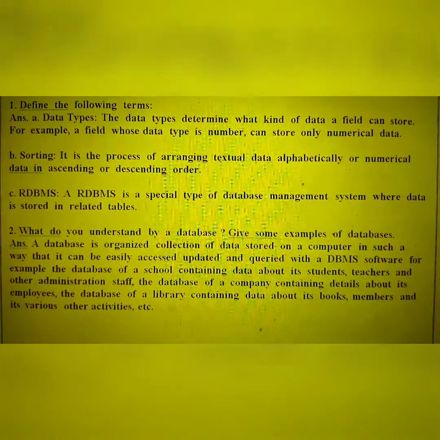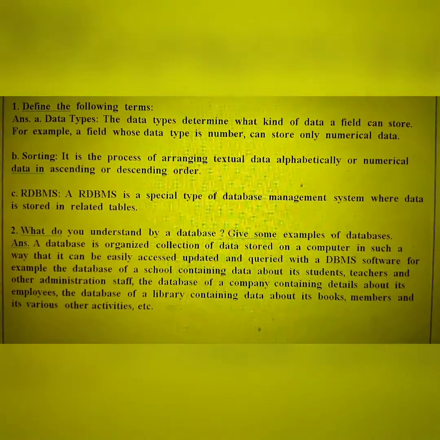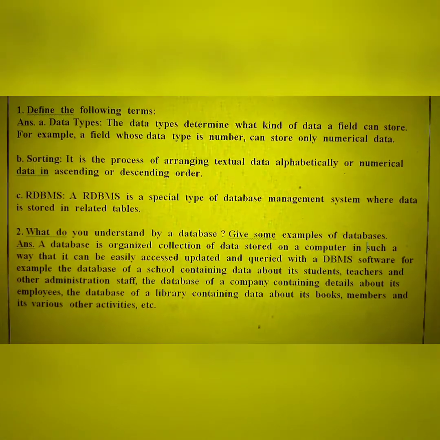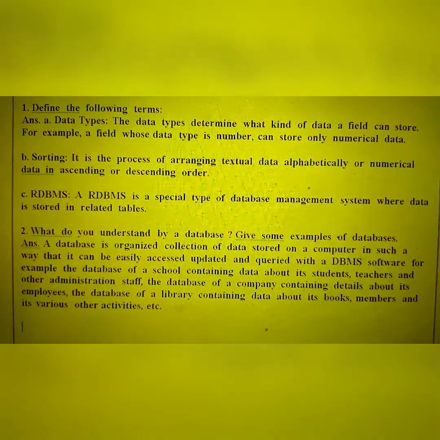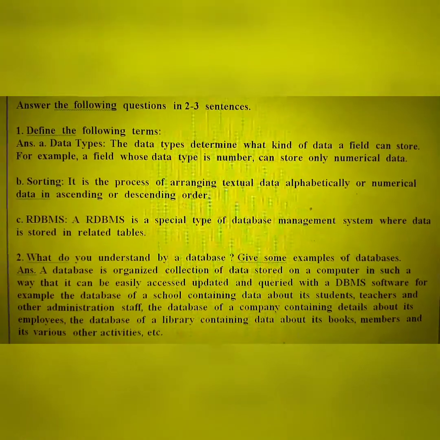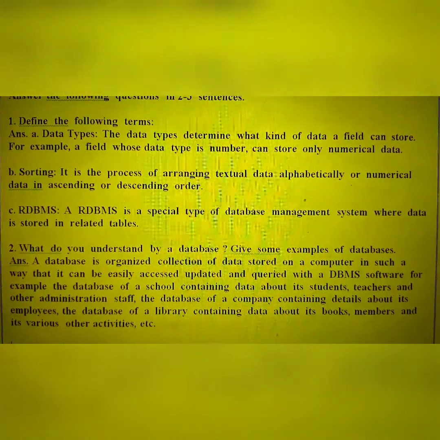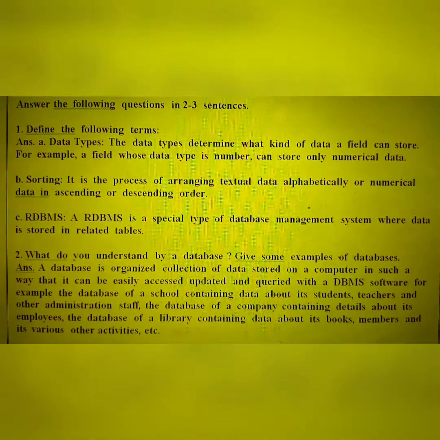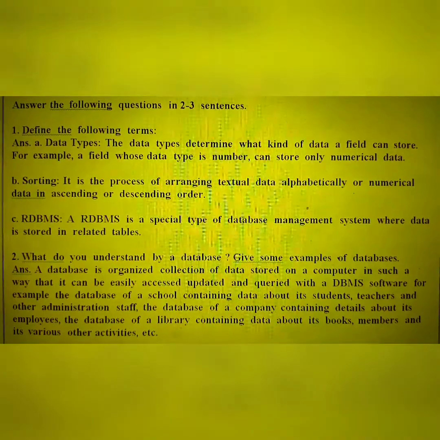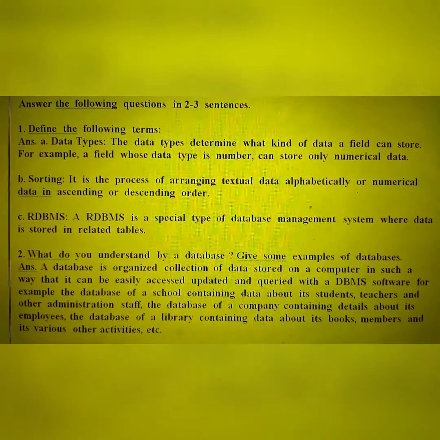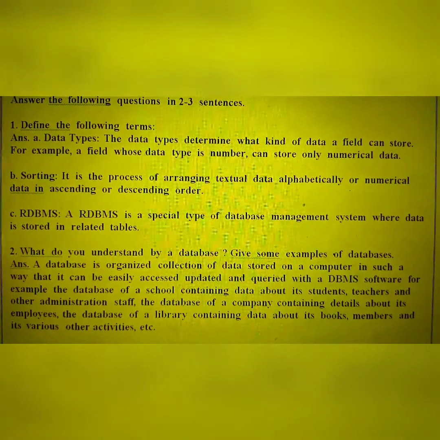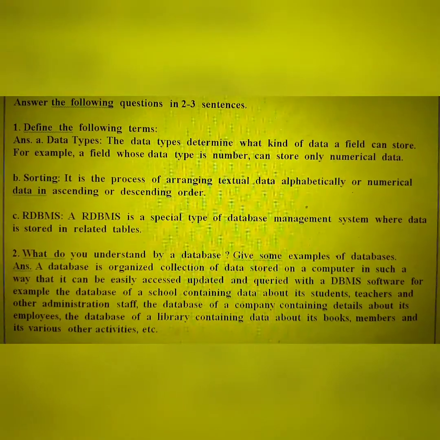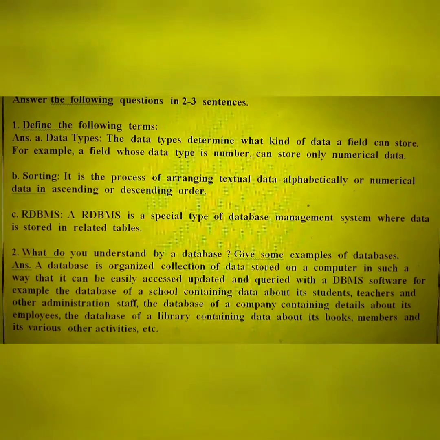So let's see now, answer question number 2. What do you understand by a database? Give some examples of databases. So your answer is: a database is an organized collection of data stored on a computer in such a way that it can be easily accessed, updated and queried with a DBMS software. For example, the database of a school containing data of its students, teachers and other administration staff, the database of a company containing details about its employees, the database of a library containing data of its books, members and its various other activities, etc.